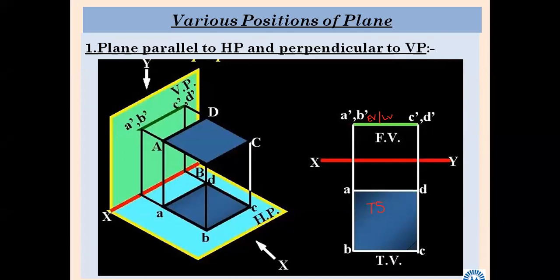That will be the best example: the roof, which is parallel to HP and perpendicular to VP. If we imagine VP, in front view we will get edge view or line view. And if we imagine observing the roof of the building from the top, then we will see its top view. Or a simple example: a notebook kept on the bench. If you imagine you are sitting in class on the bench with your notebook open, then the page of your notebook will be an example of this plane.